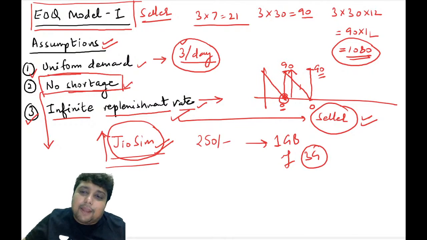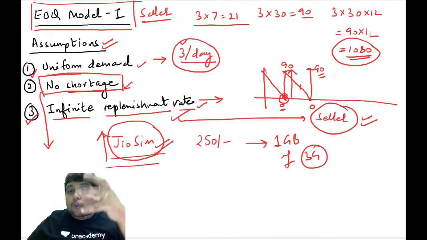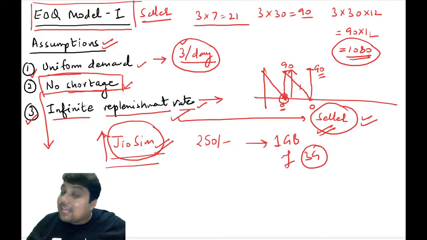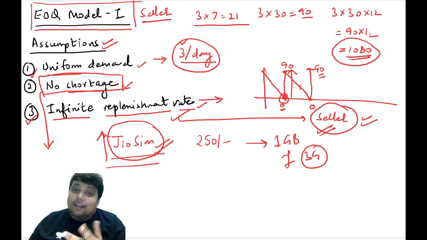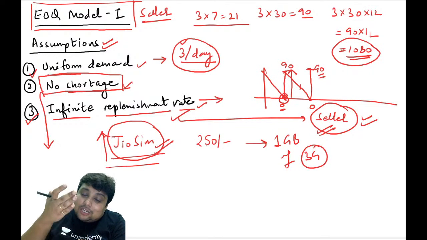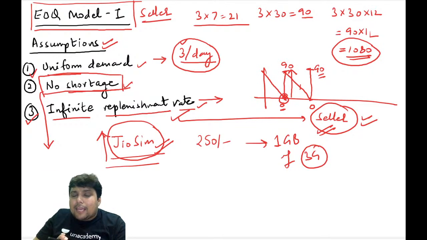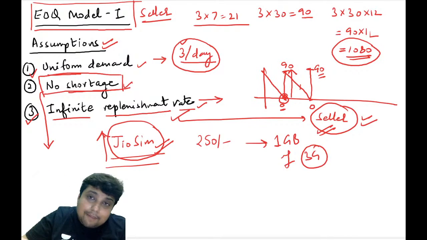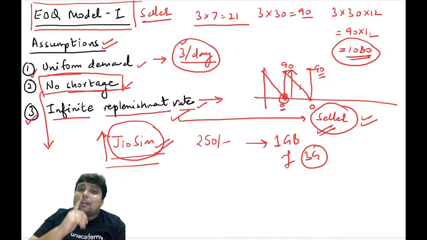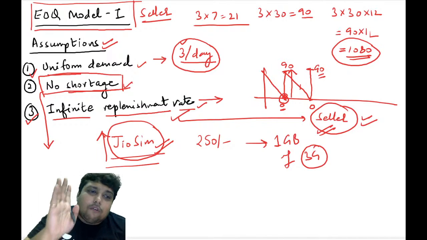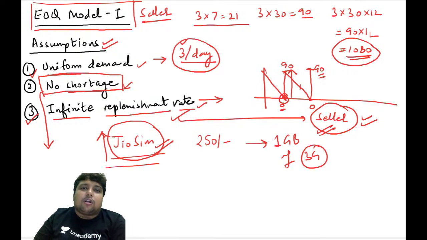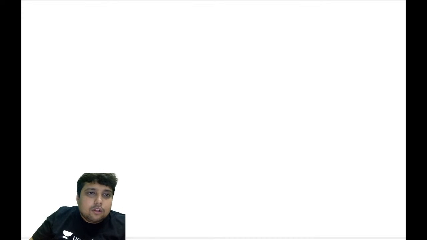And that can only happen in the case of a seller who procures things and then sells. But in the case of Nestle company, that will not happen. When Nestle has to make a transition from 5 to 95 packets of Maggi, they will have to produce each and every packet, and that will take some time. That will be a gradual process, not an instant process. That is the meaning of infinite replenishment rate. Let me proceed, guys, otherwise time is already an issue.